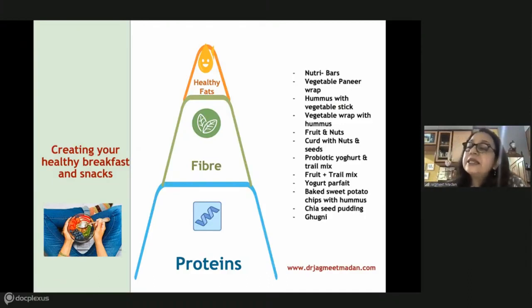Today's science tells us that the more beneficial microorganisms you have in your gut, the better the regulation of your hunger and satiety, and also the release of those biochemical regulators which have a role to play in the management of obesity and even something like diabetes. Then we talk of healthy fats.